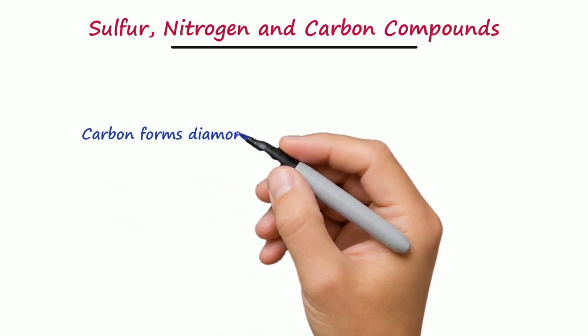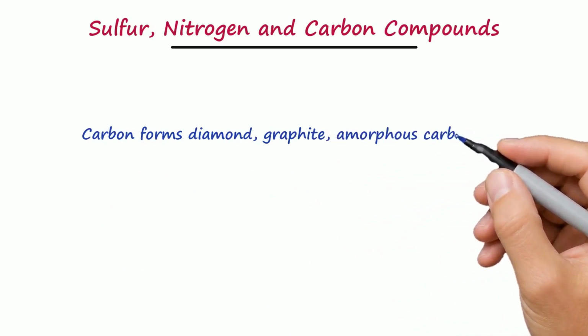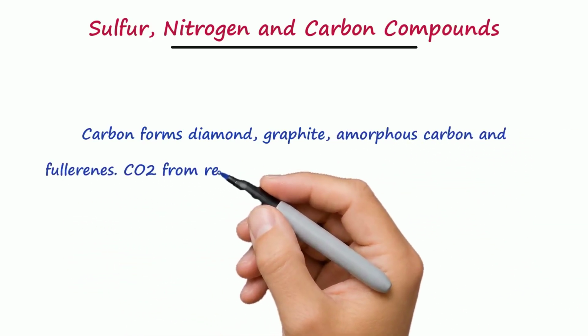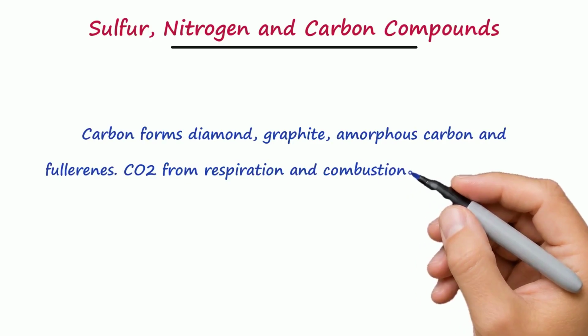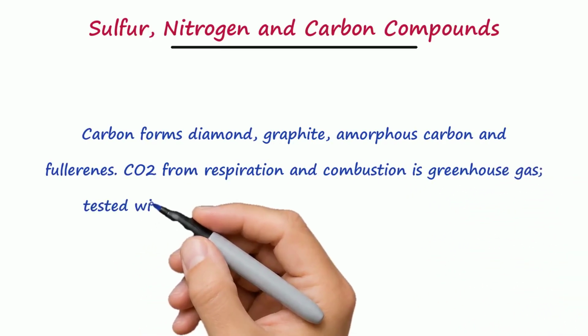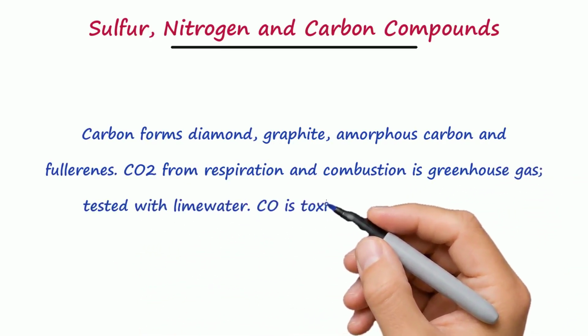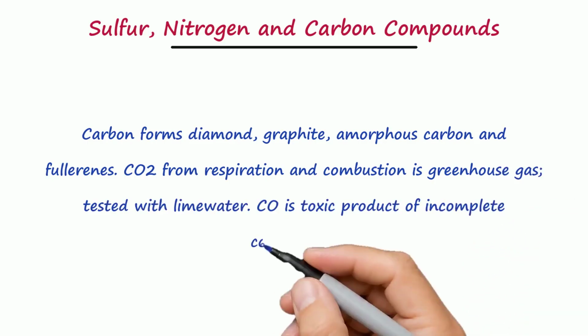Carbon forms diamond, graphite, amorphous carbon and fullerenes. CO2 from respiration and combustion is a greenhouse gas, tested with lime water. CO is a toxic product of incomplete combustion.